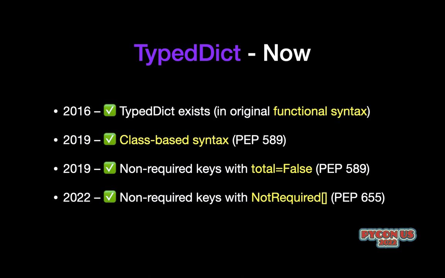So I thought it might be worth briefly reviewing the history of various features that are related to TypedDict. It was originally introduced with just a functional syntax, and then later on a class-based syntax was added, which I think is the kind that most people are using at this point. At the same time, we got the ability to declare TypedDicts with total equals false, which means that all the keys for it are not required. And just recently, with new PEP 655, we have the ability to declare individual keys as either required or not required. So that's where we are right now.